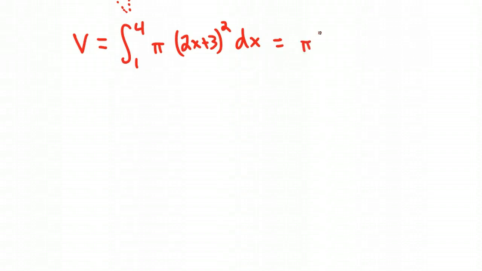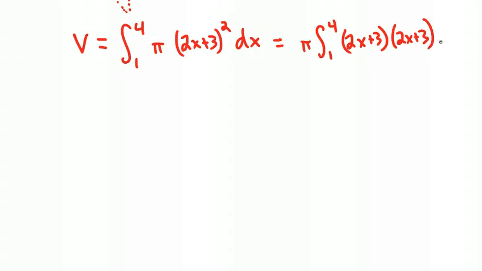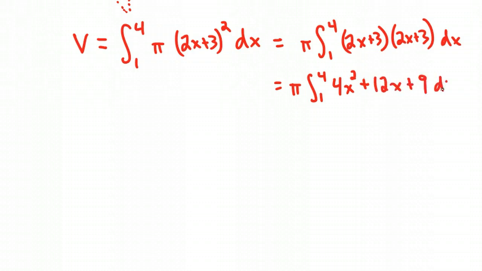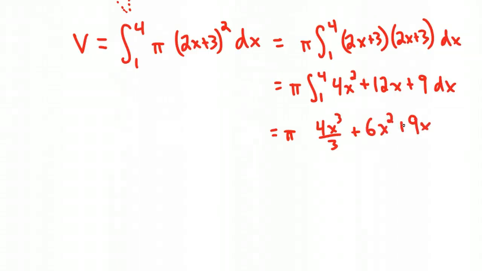I'm not going to work this integral all the way out here, but let's get it started. You can take the pi out front, and (2x plus 3) squared just means (2x plus 3) times (2x plus 3). If you FOIL this out, 2x times 2x is 4x squared. We have a 3 times 2x, which is 6x, and another 3 times 2x, which is 6x, so we get 12x, and then 3 times 3 is 9. Then we can do the antiderivative. We get 4x cubed over 3 plus 12x squared over 2, which is really 6x squared, plus 9x, and we're going to evaluate from 1 to 4.